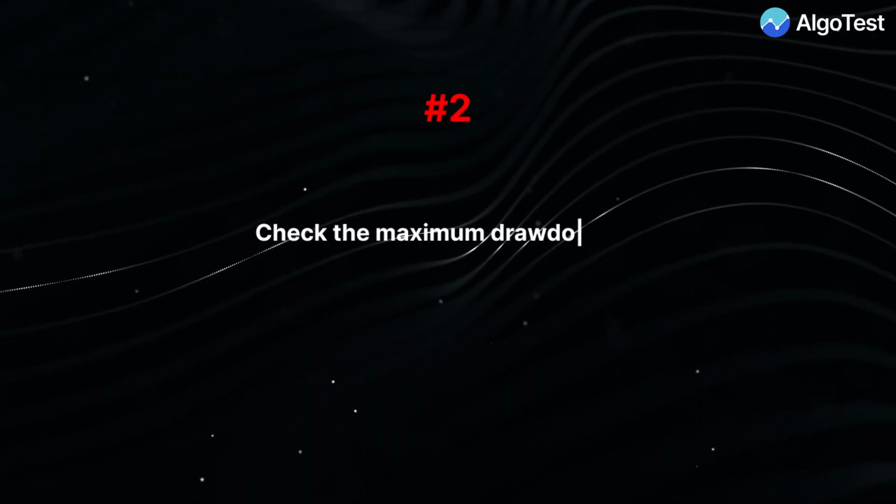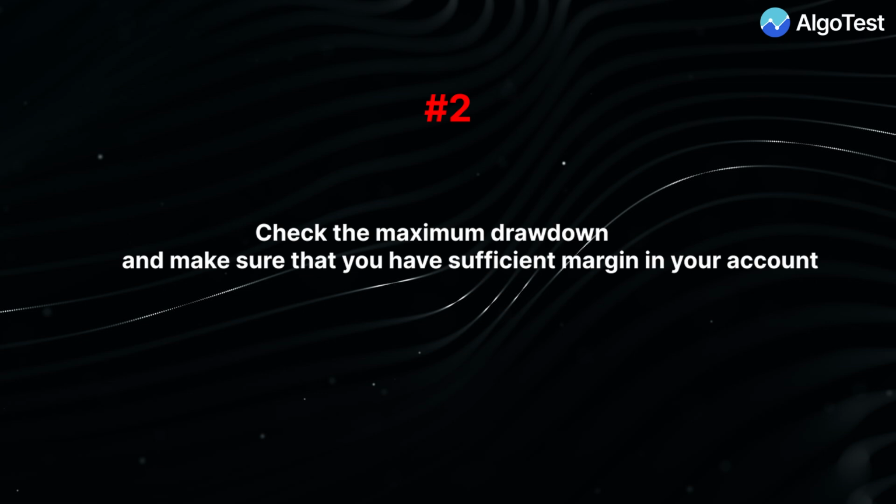Number 2, check the maximum drawdown and make sure that you have sufficient margin in your trading account so that even when it's in a drawdown phase, you have enough margin to cover that up. Also, additionally, you would want to have a look at the max losing streaks and only then assess if the strategy is going as per the backtest or is it going too far away from the backtest report.